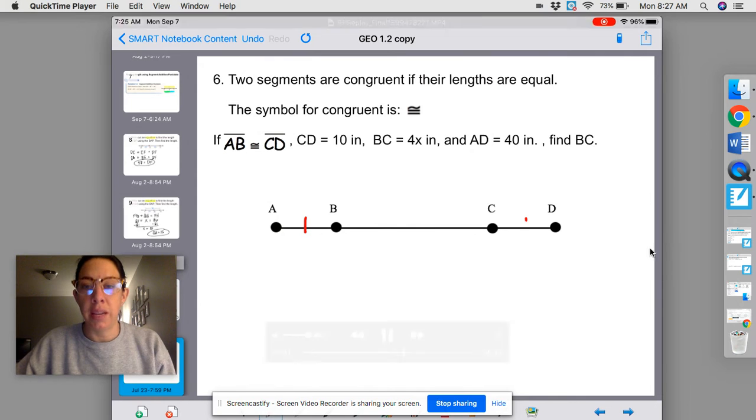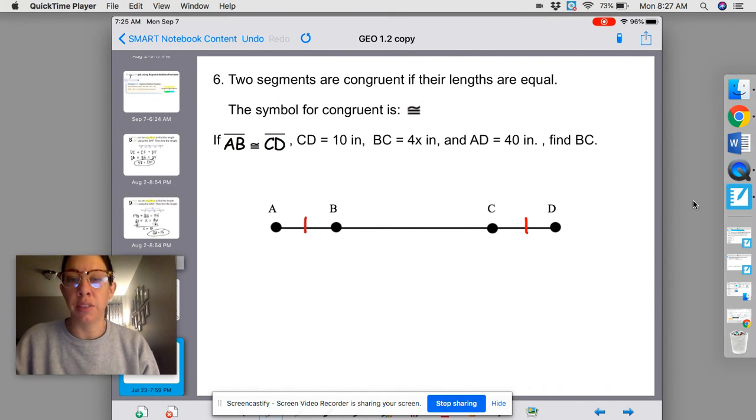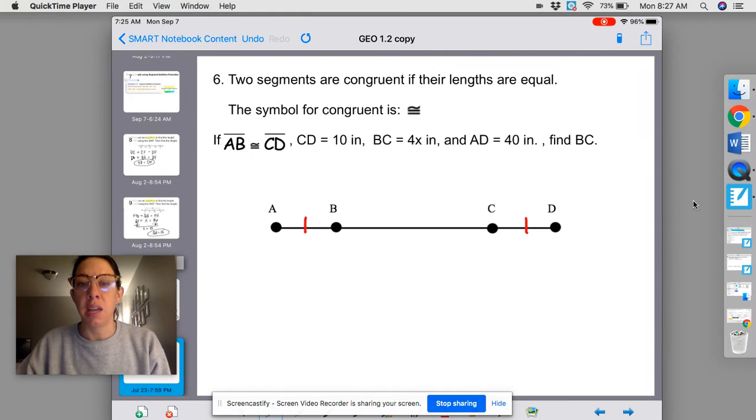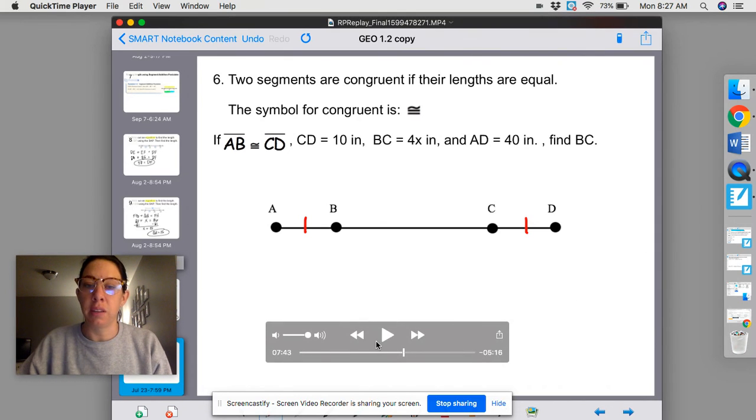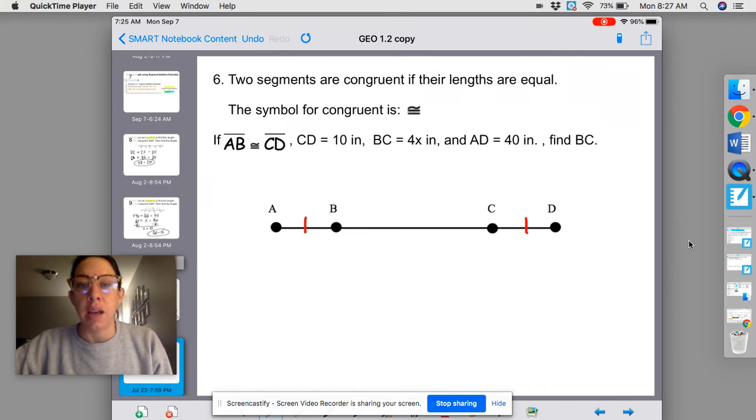So I'm going to label that in the diagram. And the way you label that is just by two little dashes on those two segments. That reminds me that those segments have the same length because they're congruent. And then it tells me the length of CD is 10. So then I also know AB is 10 because they're congruent. So therefore they have the same length. So I'm also going to label AB as 10.